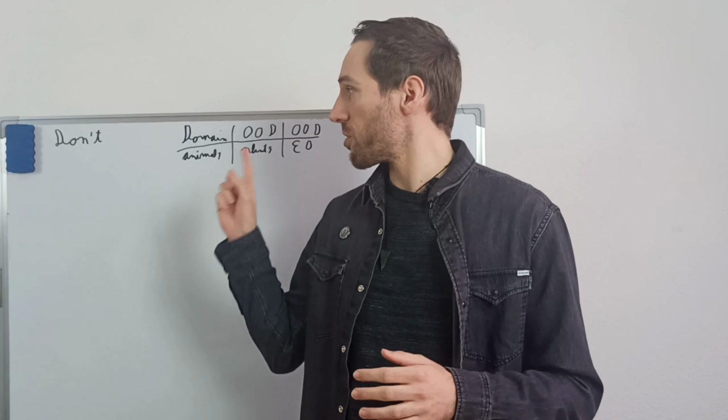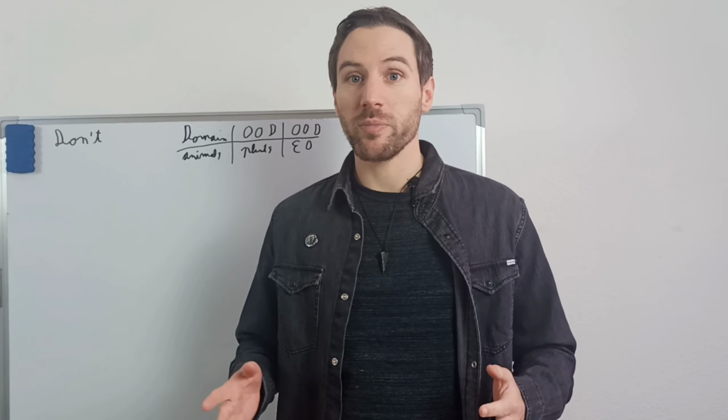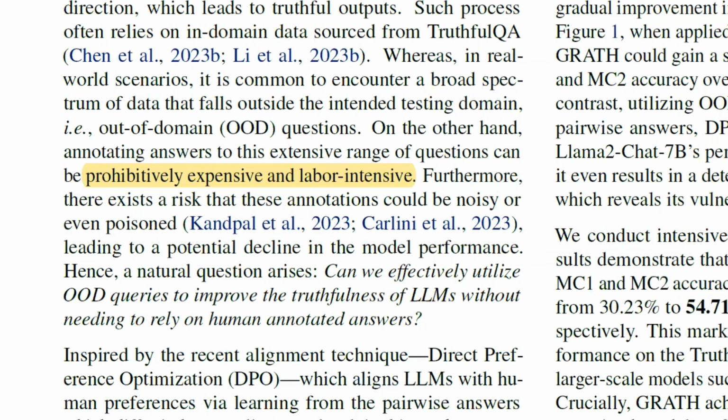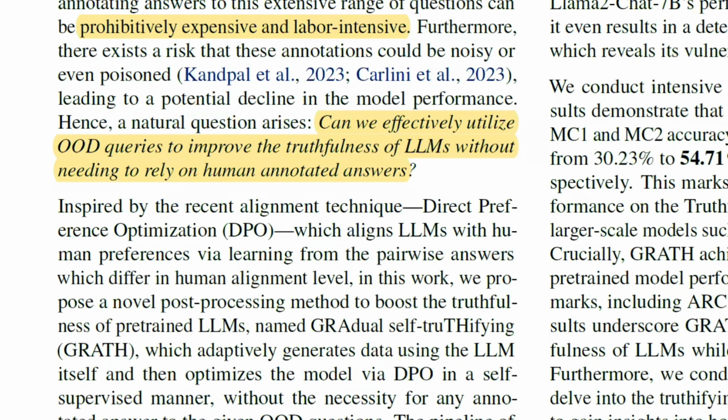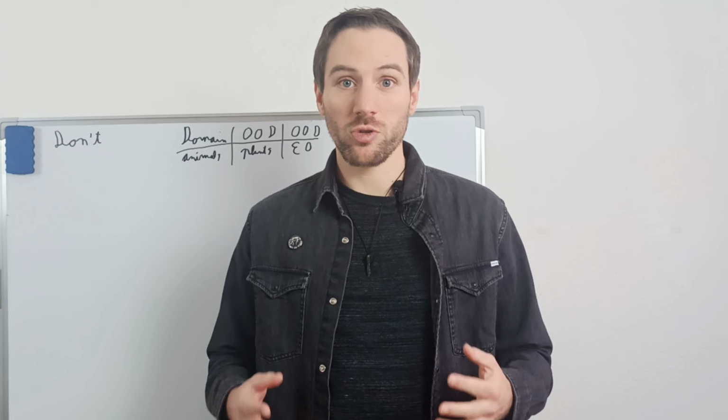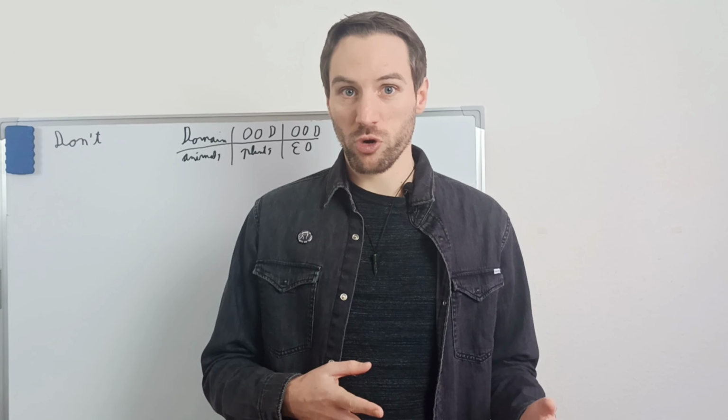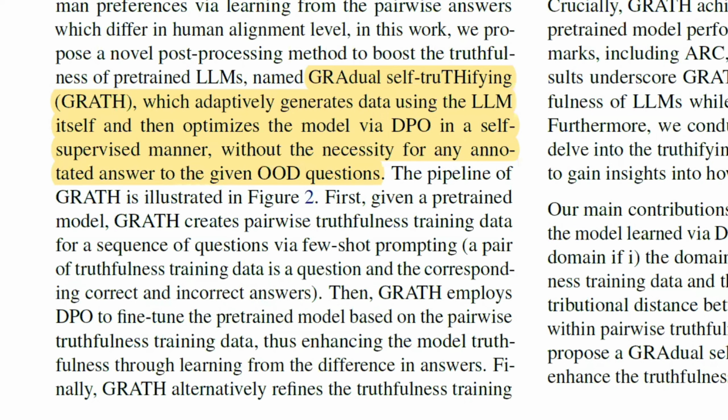And training LLMs on these OOD questions can be prohibitively expensive and labor intensive. So the paper asks the question, can we effectively utilize OOD queries to improve the truthfulness of LLMs without needing to rely on human annotated answers? And in order to accomplish that, they developed the GRATH process, or gradual self-truthifying, which adaptively generates data using the LLM itself, and then optimizes the model via DPO in a self-supervised manner, without the necessity for any annotated answers to the given OOD questions.